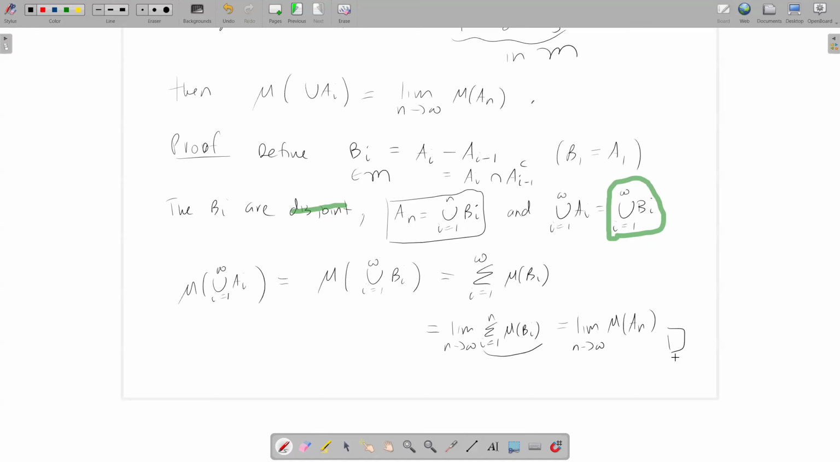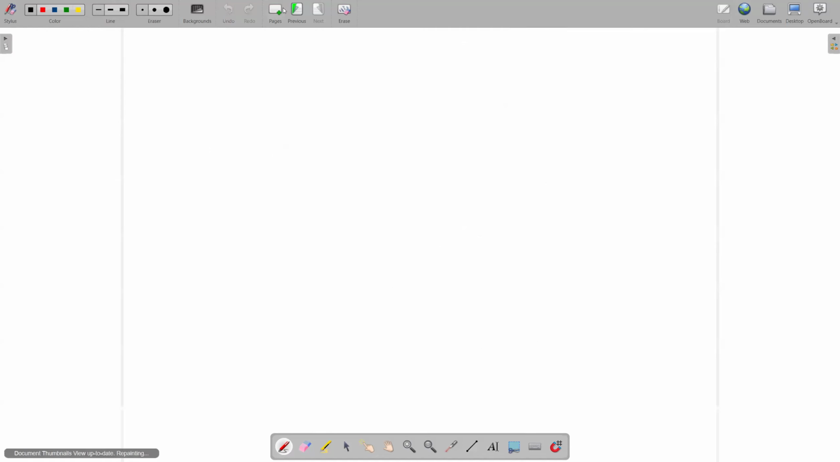Okay. So that's a cool thing to have. Okay. And then what I want to do from there is I want to talk about the monotone convergence theorem. So let's talk about Lebesgue's monotone convergence theorem.